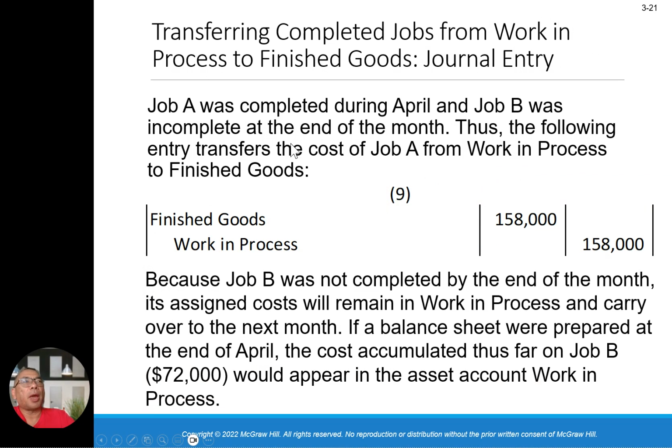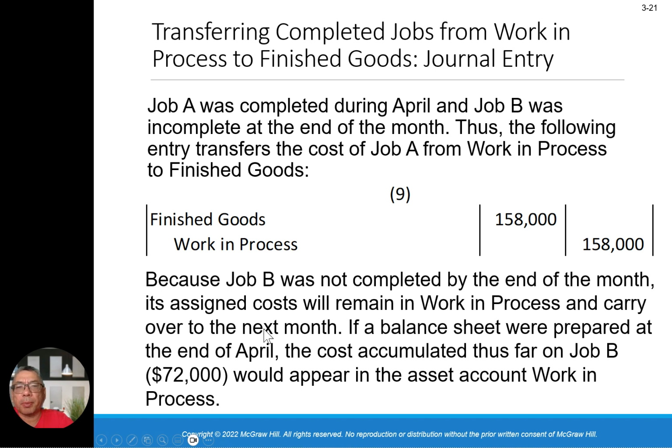Alright. Job A completed during April and job B was incomplete at the end of the month. Falling into the transfer of job A work in process to finished goods. So how are you going to book it? Finished goods is 158,000 debit. Work in process 158,000 credit.